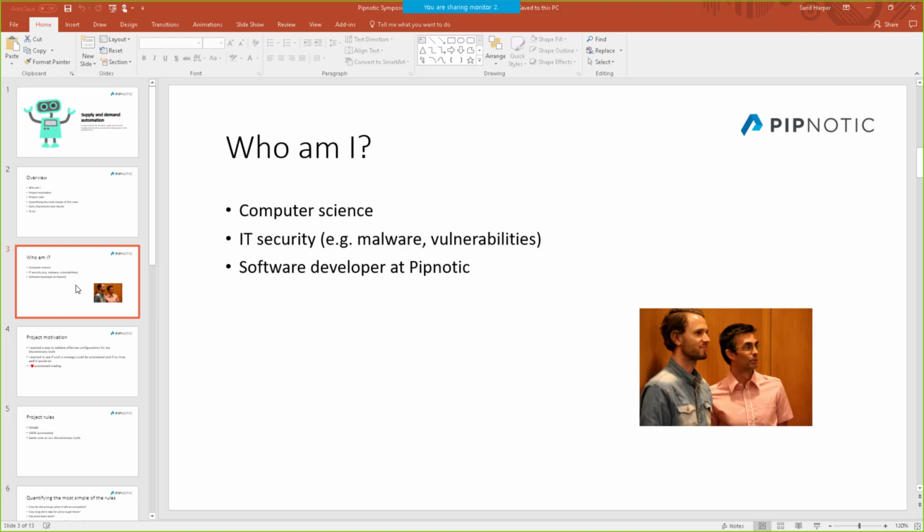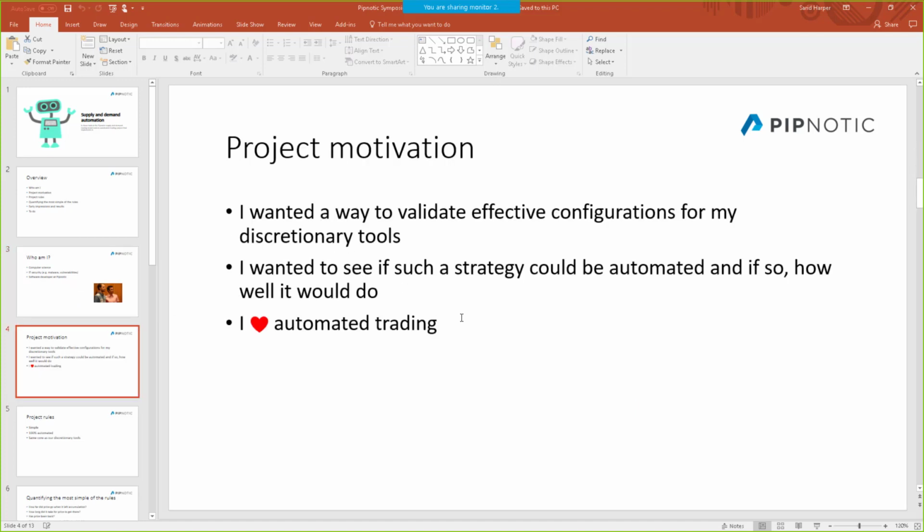Then I got into malware, which was really exciting, analyzing computer viruses. And so ultimately I spent most of my time sitting in banks, which is how I was introduced to trading. And now I'm at Pipnotic, which opened in about 2010, and I do all the software development there. So it's just me. So the Christmas parties are a bit boring, but you get to work at home, which is great.